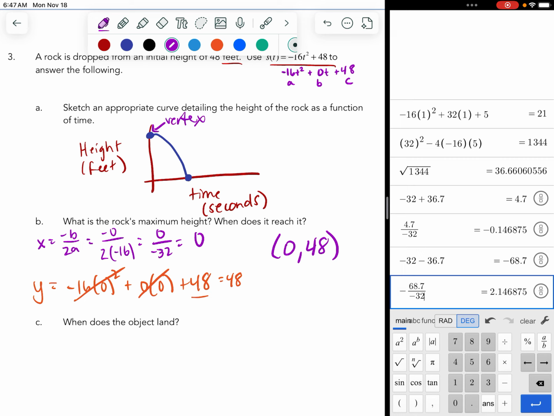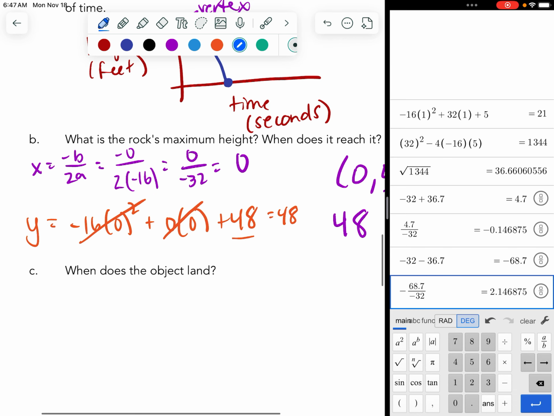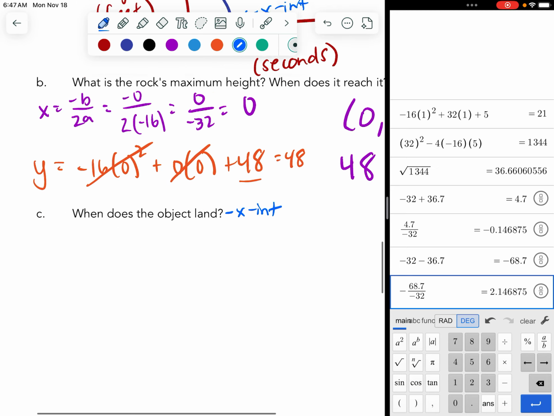So if something's being dropped from its highest point, that first point is the vertex. Okay, so what is the rock's maximum height? The y value is the height, so we'd say 48 feet. So if something's just being dropped and not thrown up, you kind of already have the vertex. You didn't have to do all that work. All right, when does the object land? Okay, again, this is going to be your x-intercept, right? So we're finding this point right here. So we want to know how many seconds that took.